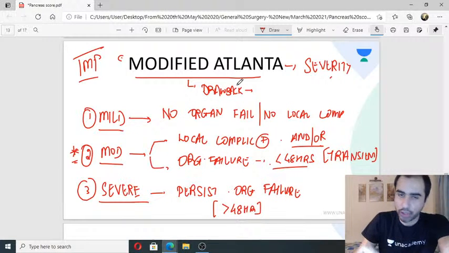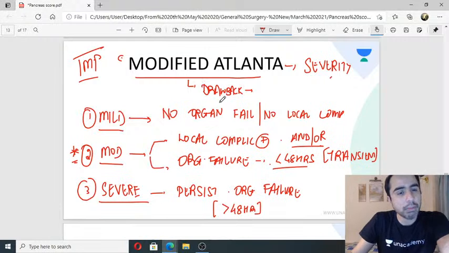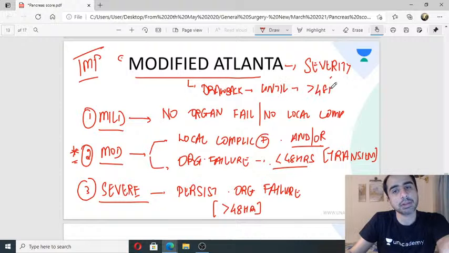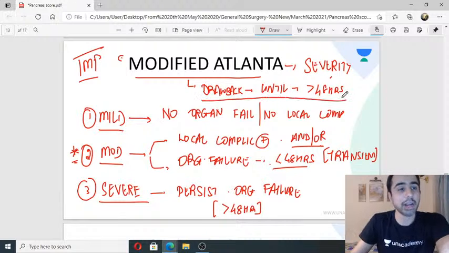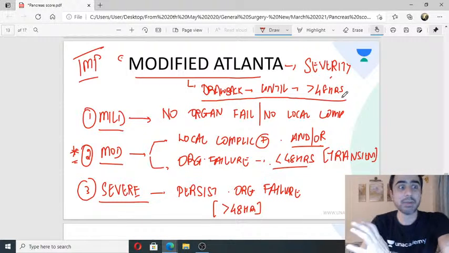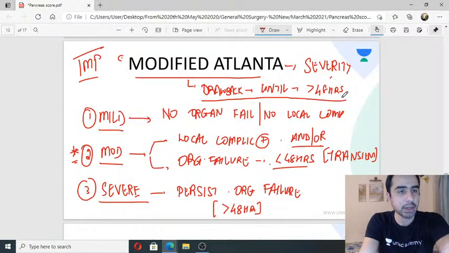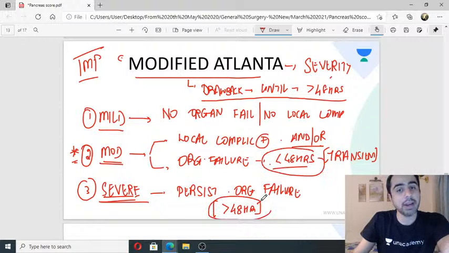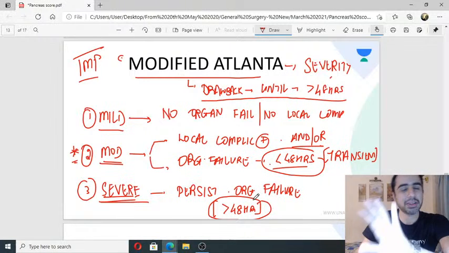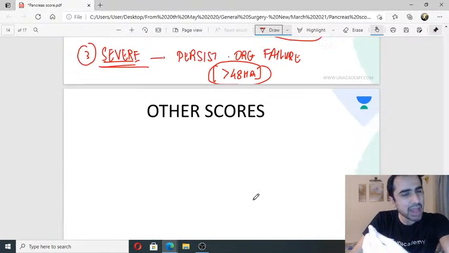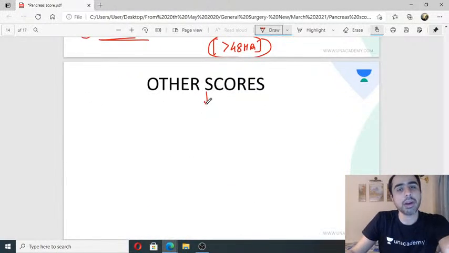Yes, I will discuss the Tokyo classification also, don't worry, in the next class. The main drawback is I cannot label someone until he is admitted for more than 48 hours. Which means I cannot label someone as severe pancreatitis till I have seen him for 48 hours. If he comes with renal failure and gets admitted with pancreatitis, whether he is moderate or severe will be decided after 48 hours. If the renal failure persists for 48 hours, then only you label him as severe. So this is the main problem, which is why there are some scores which give you severity on admission.